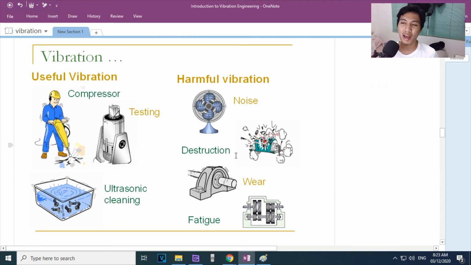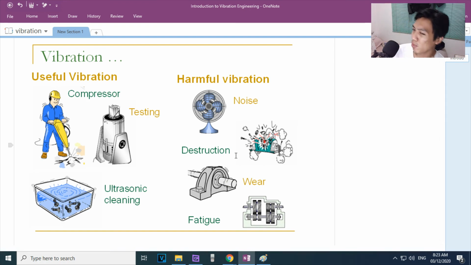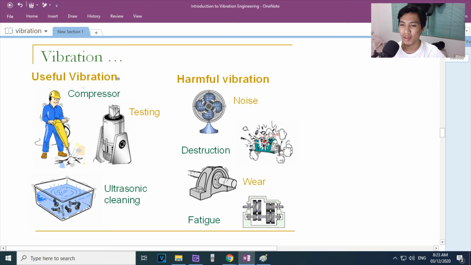Now, ayan, meron tayong mga useful and harmful vibration. Ito, useful vibration. Bakit sinabing useful vibration? Those vibrations, when created, produce something na beneficial to us. Yun yung mga useful vibration. Yung compressor, yan. Ultrasonic cleaning, yung vibration yan, saan ba ginagamit ang ultrasonic cleaning? That is used to take away the rust from metal parts.